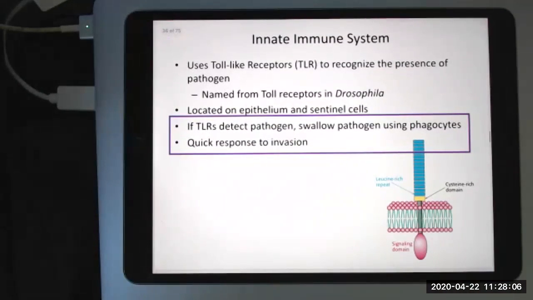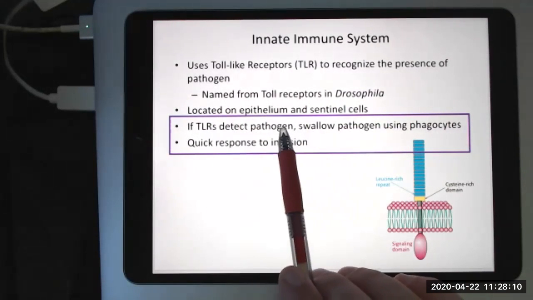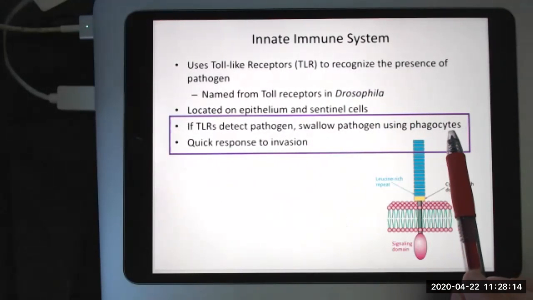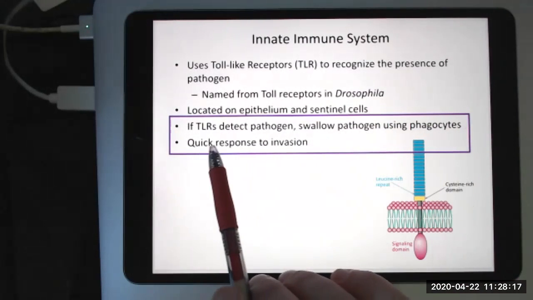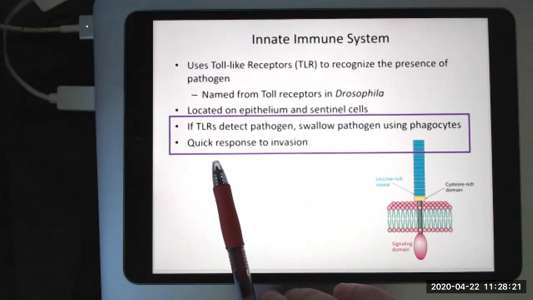So the innate immune system works using these toll-like receptors, and their job is to detect a pathogen. If it detects it, then it swallows it up in order to try to destroy it. And it's really a quick response system. It's not perfect, but it does a good job.